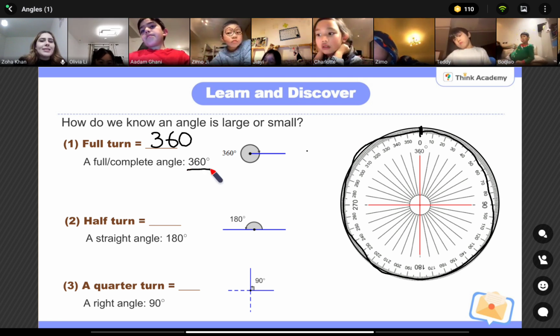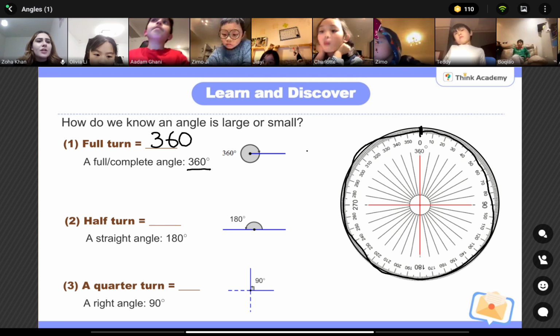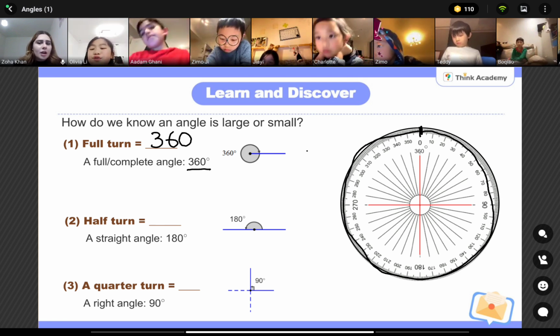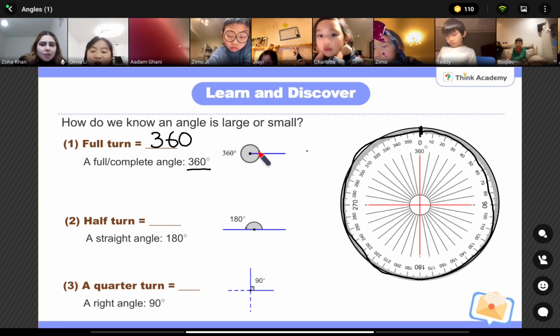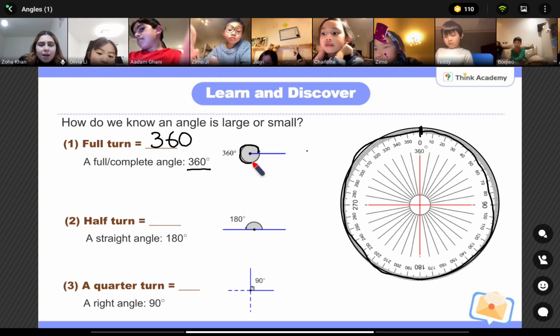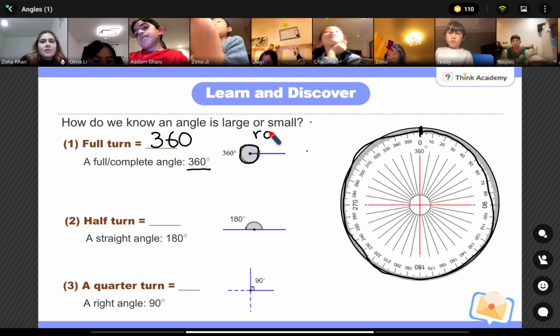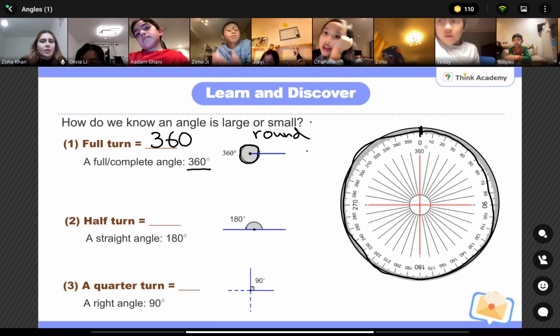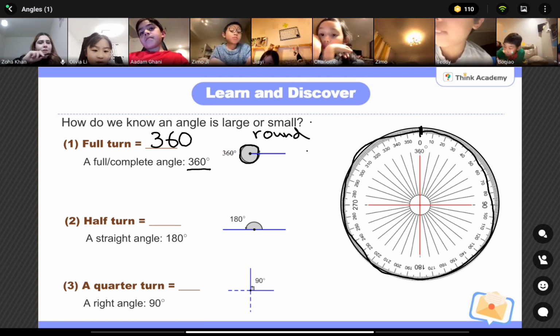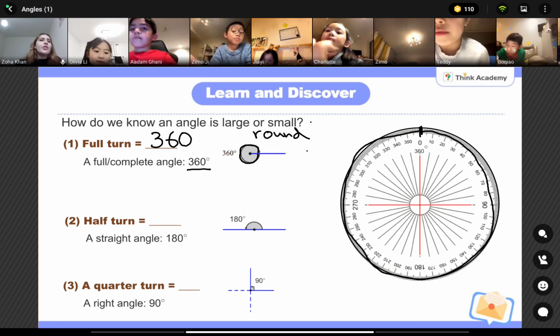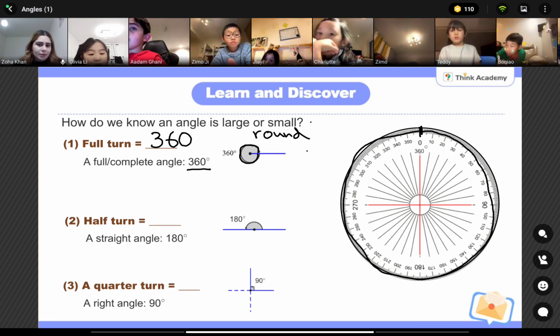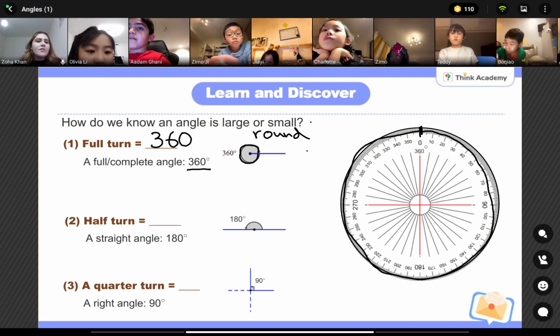That is equal to 360 degrees. Okay, 360 degrees. And the angle looks like this. We call this the round angle because it looks like a round. Okay, you can call this the round angle. So everyone, a full turn is equal to 360 degrees. Okay, we call this the round turn.